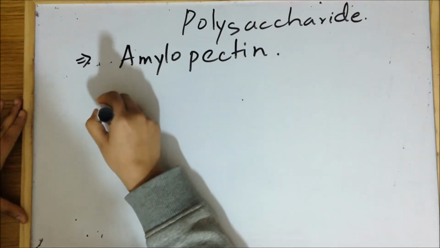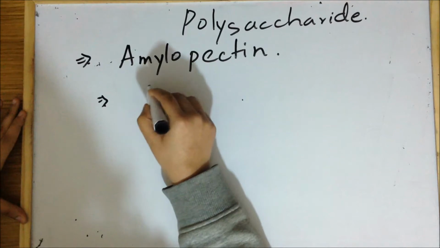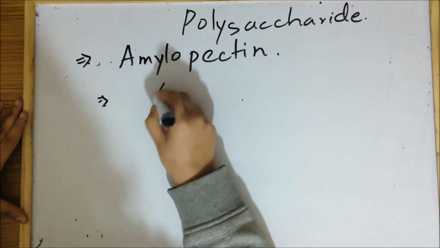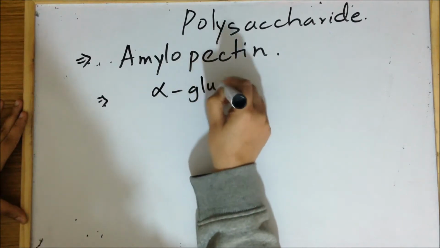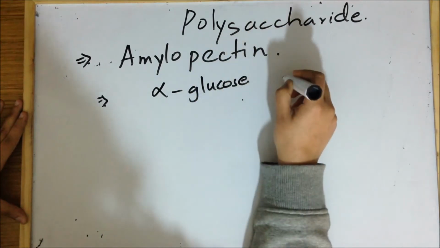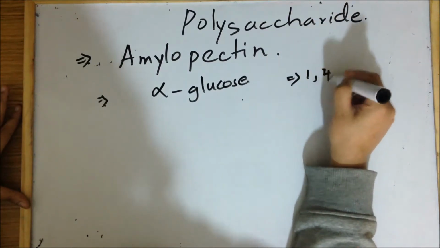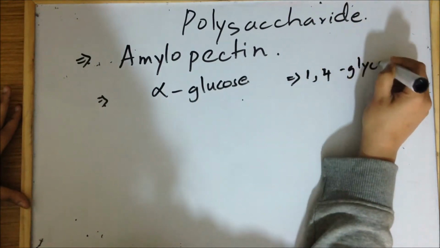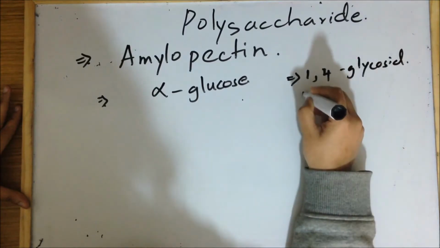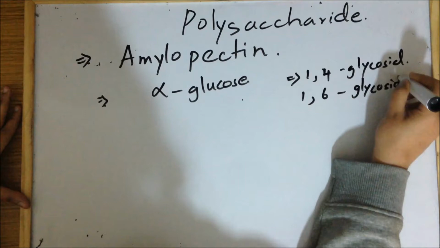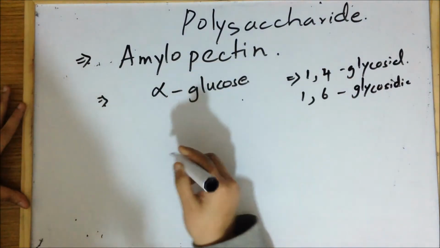Okay, so in amylopectin, again the basic unit, the monosaccharide, is alpha glucose, but they have two types of bonds: 1,4-glycosidic and 1,6-glycosidic, which leads to the branching pattern of amylopectin.